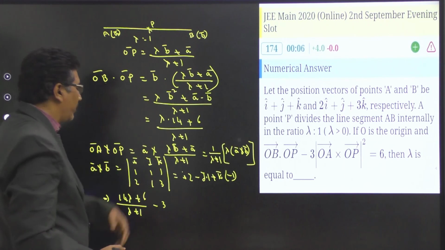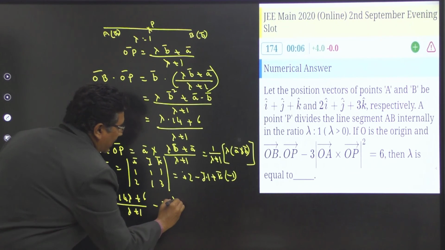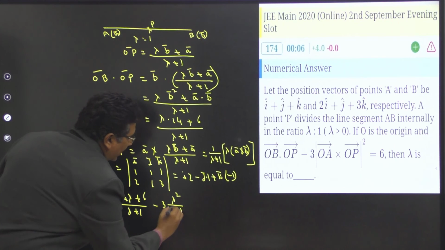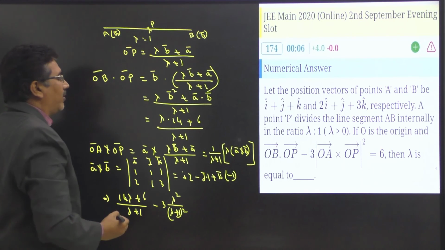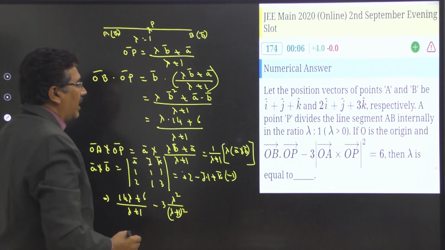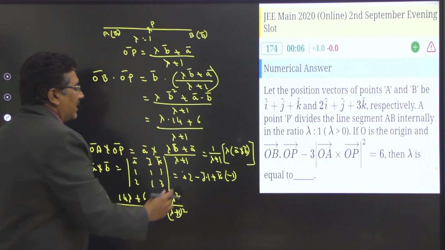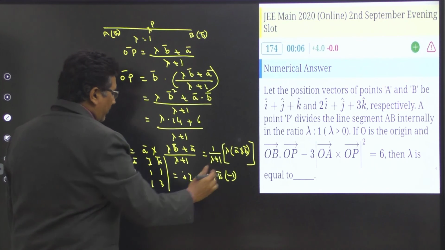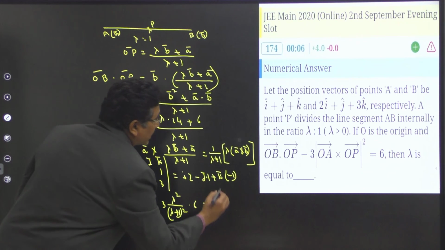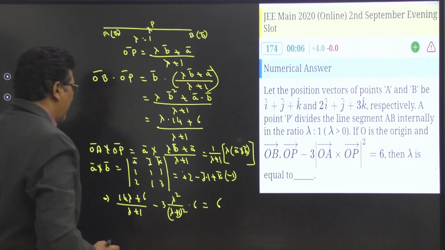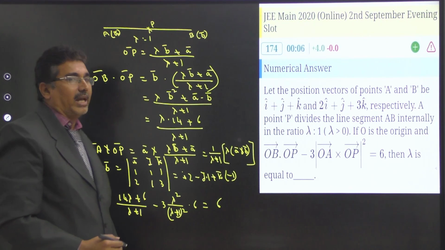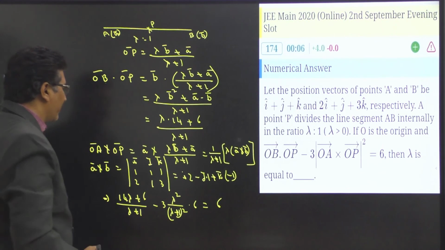OA bar cross OP bar whole square, lambda square divided by lambda plus 1 whole square, lambda square by lambda plus 1 whole square, modulus of A bar cross B bar whole square, that is 4 plus 1 is 5, 5 plus 1 is 6, that is equal to 6. Right? Now simplifying this, we get the value of lambda. Okay? Right.